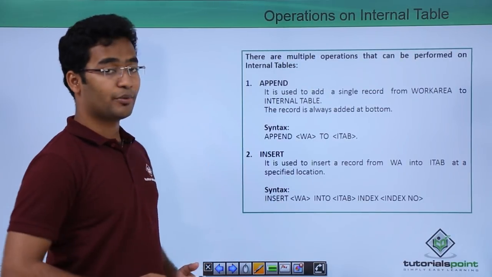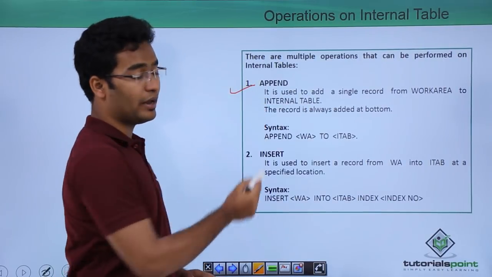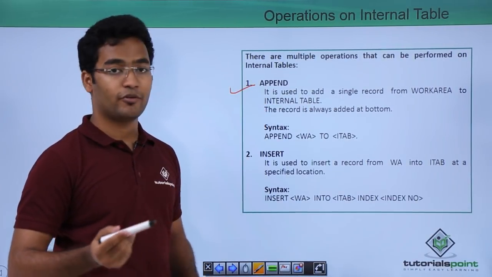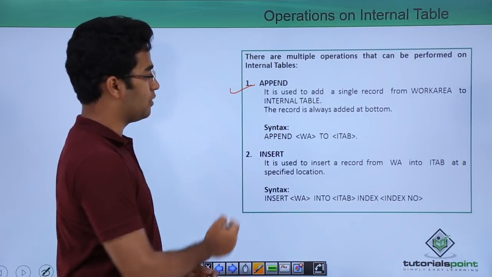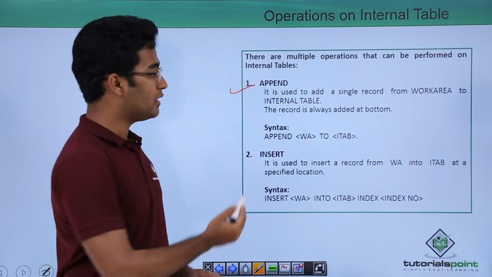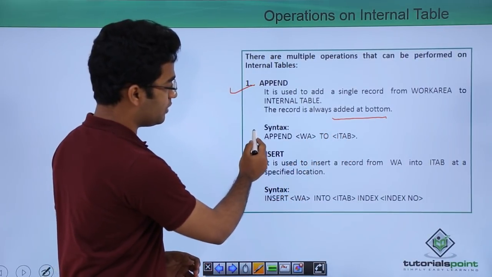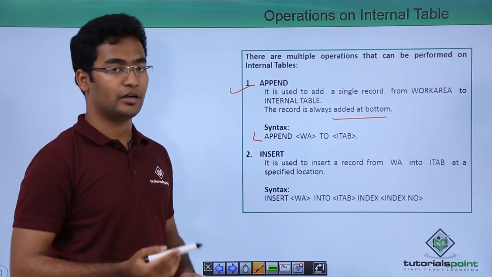So this is the first operation that we can perform, that is append. Append is used to add a single particular record from work area to the internal table. Note that here the record that we are adding comes at the bottom. So syntax here is append work area to internal table.